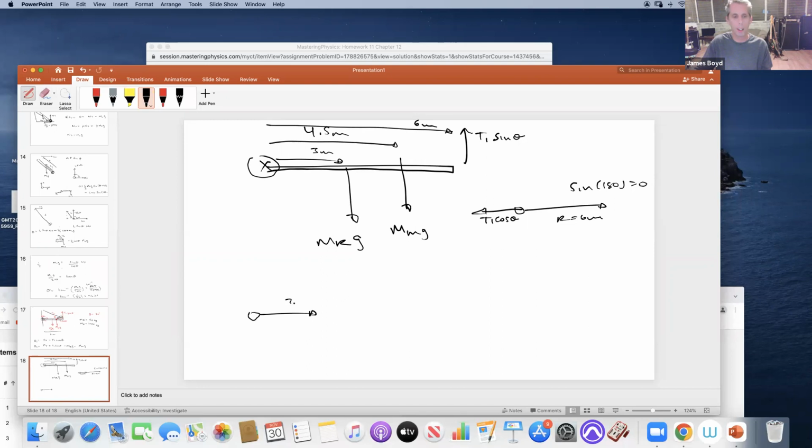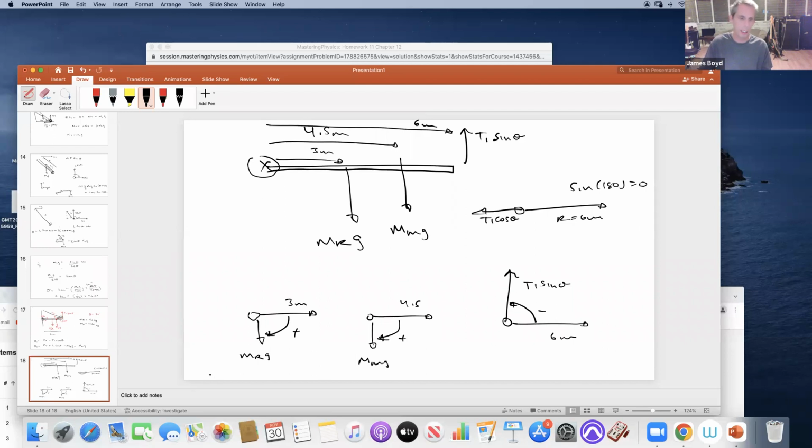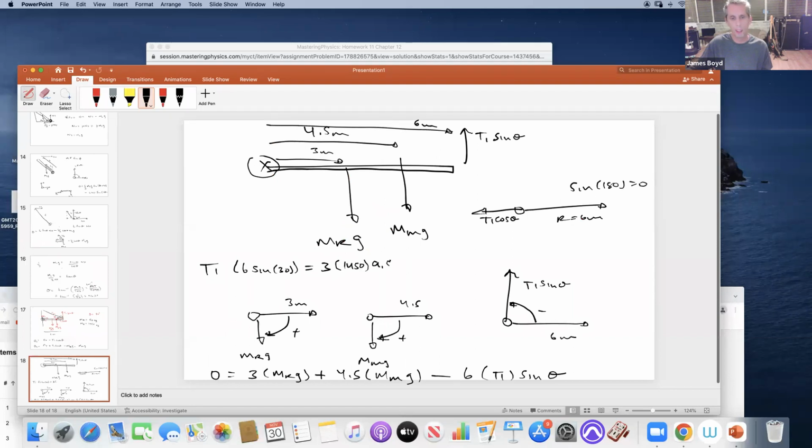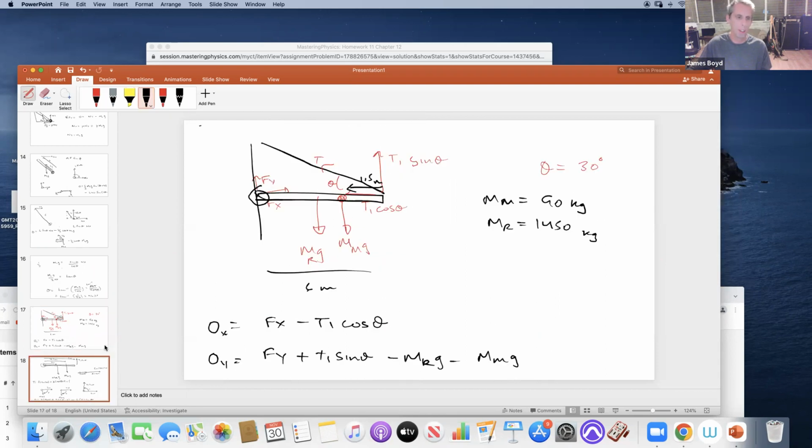Drawing my torque diagrams, I'm just going to write them like this. 3 meters, I'm RG, 4.5, I'm man G, and 6 meters, these are all my R's, T1 sine. Turn R to the force. I'm going to call these two positive and this one negative. So what I get is 0 is 3 times mRg plus 4.5 times the mass of the man g minus 6 times T1 sine theta. And I want to solve that for T1. So if I move it over, I get T1 times 6 sine of 30 is equal to 3 times the mass of the rod, which was 1450, times 9.8, plus 4.5 times 90.